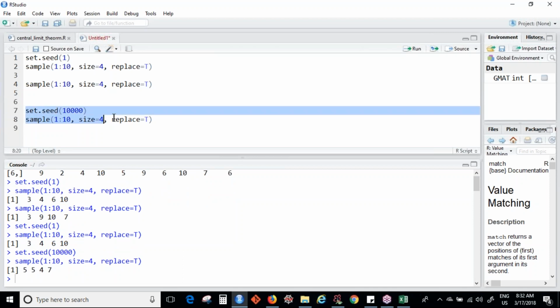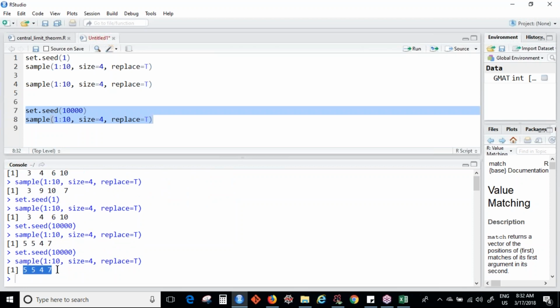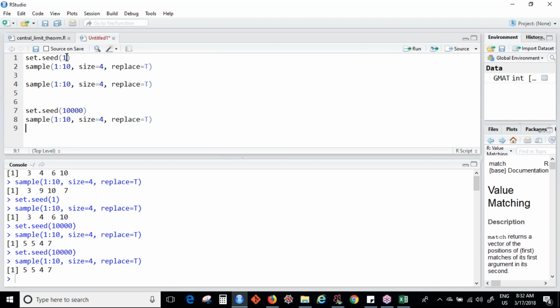Okay. I again run this same command along with the seed. Again I get 5547. So it just means that it should be a constant. It can be any constant, any number you want. Okay. So just to avoid writing a bigger number, we write 1, because writing 10,000 requires more effort than writing just 1. It should be any constant. Okay.